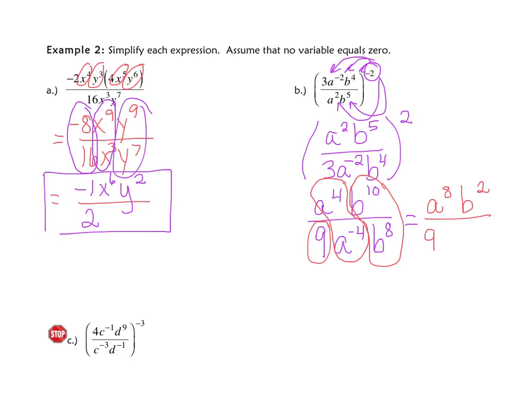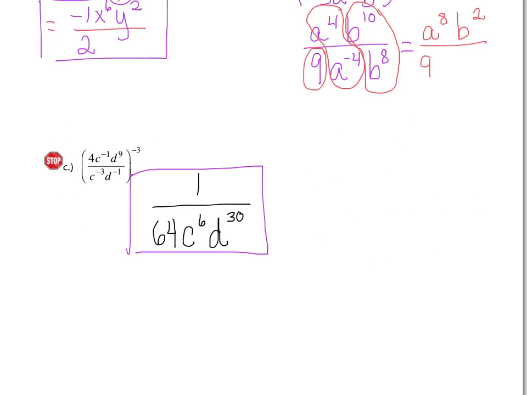Okay, go ahead, stop the video, attempt part C on your own. Right, here's the answer. It's 1 over 64 C to the 6th, D to the 30th. Now, because nothing was left on top, you do need that 1 there. However, if everything came into the numerator, you do not have to put it over 1.